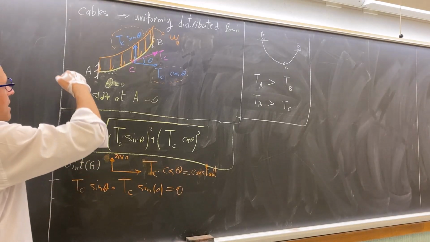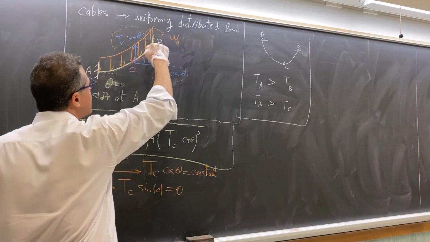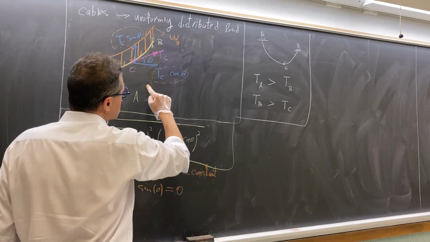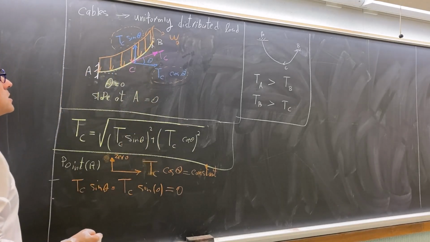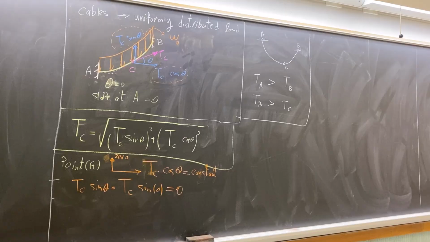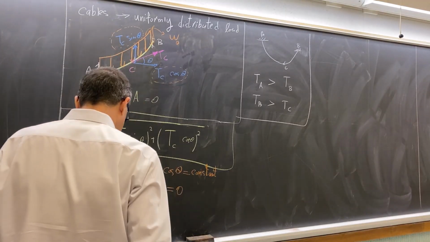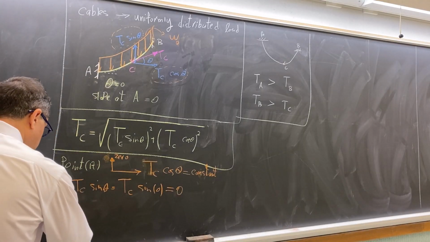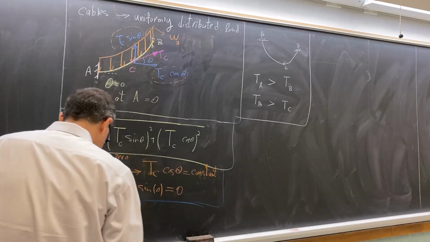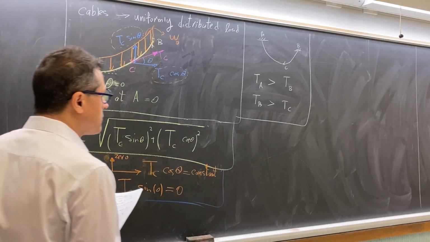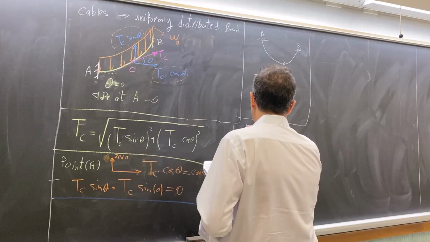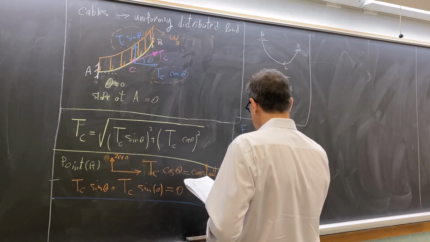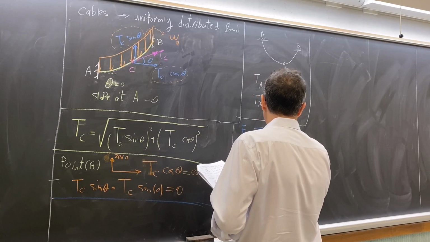Why? Because we don't have any horizontal force acting on this cable. So the horizontal component is constant. The vertical component is changing. You will understand it better later when we write the equation. What I want to conclude here is that the horizontal component of T, we say FH, is T times cosine theta.